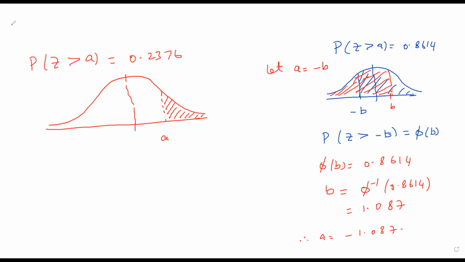Now, remembering the basic rules: if you have probability Z is greater than A, that is going to be 1 minus phi of A. For example, if by mistake you ignore this greater-than sign and write it as phi of A, that is 0.2376. Remember, on this table, phi inverse of 0.2376 does not exist. Let me show you again so that you can see that.